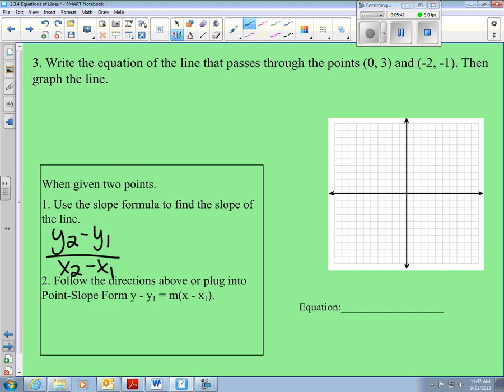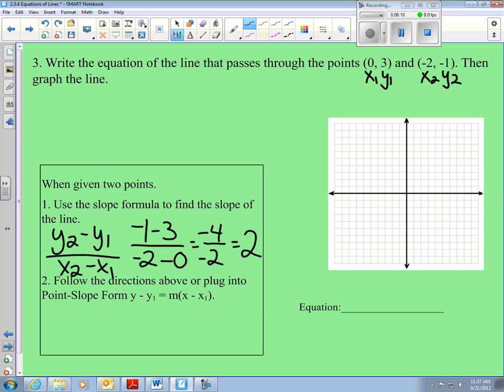It doesn't matter if I choose my first point to be x1, y1, or my second point. So I'm just going to label them like that. So let's plug in and find our slope. So we're going to take -1 minus 3 over -2 minus 0. We get -4 on top and -2 on bottom. Reminder that negative over a negative changes into a positive, and 4 divided by 2 is 2.